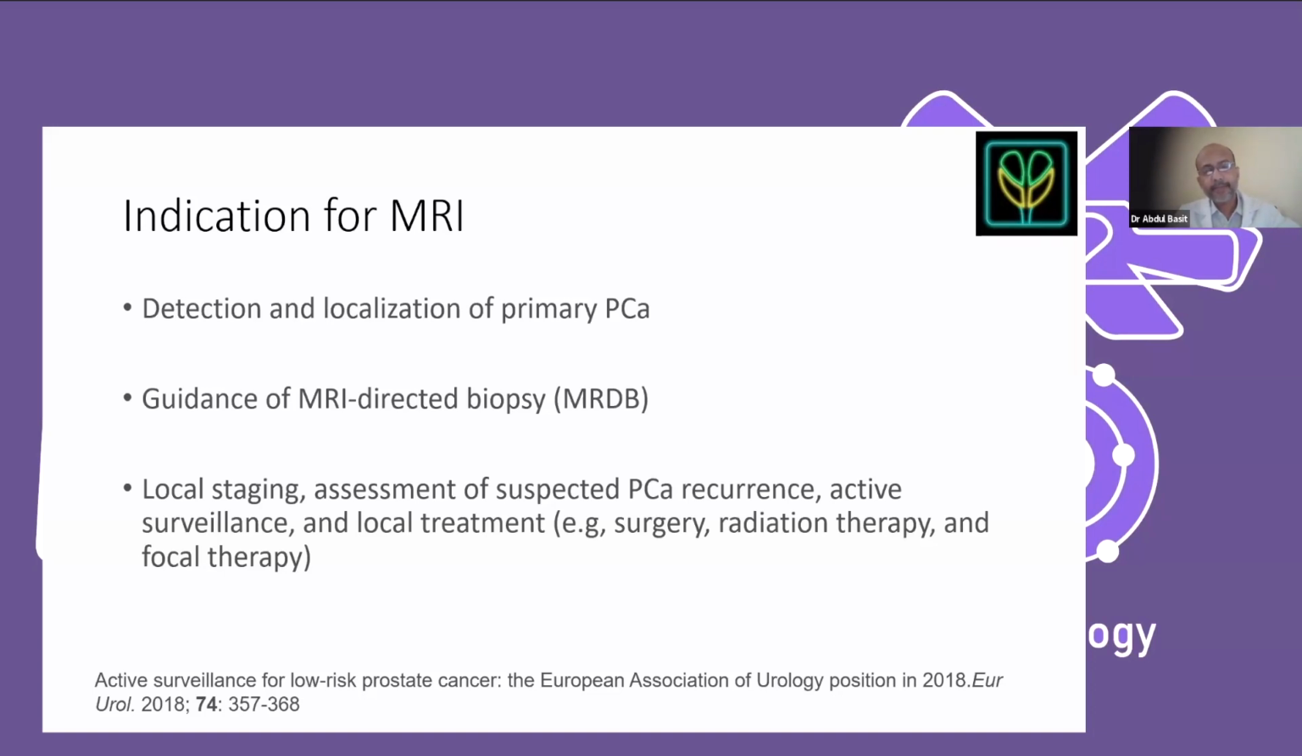It can also help in identifying whenever there is a suspicion for recurrence. We can do active surveillance, and it also helps a lot in deciding local treatments like radiation therapy, focal therapy, or surgery.